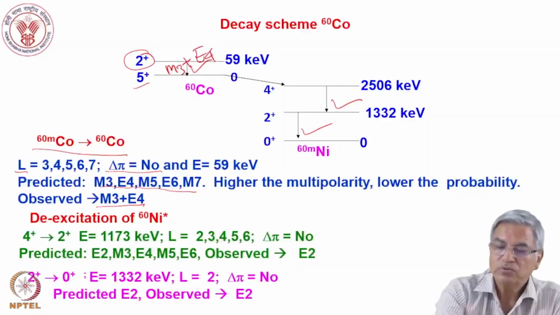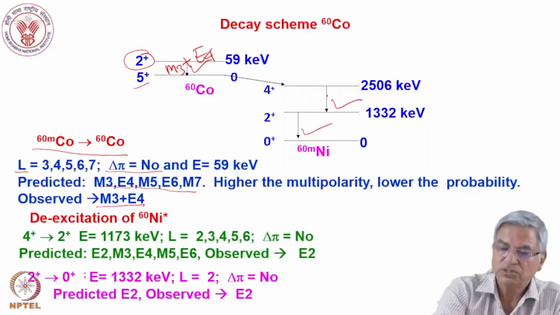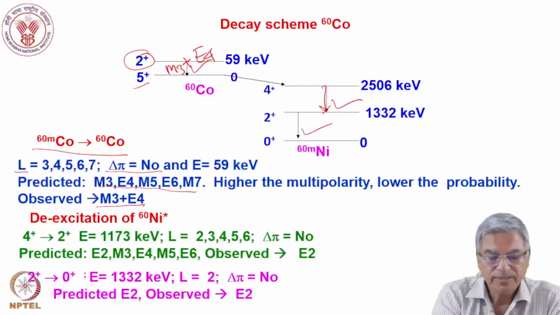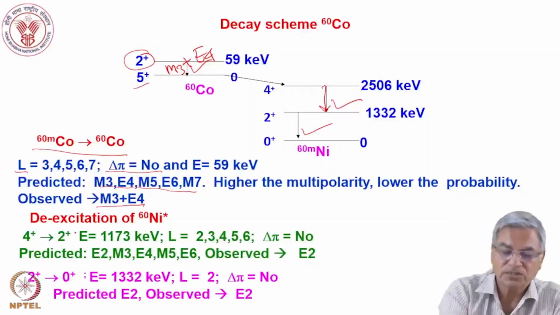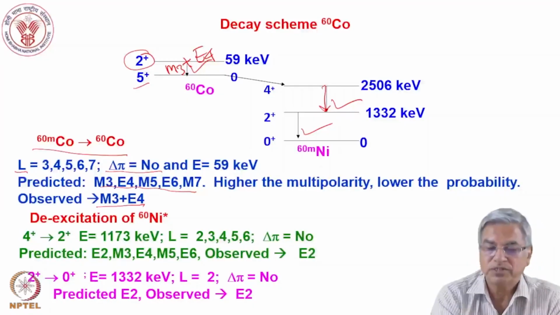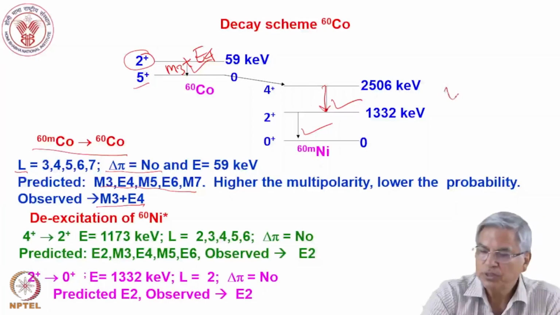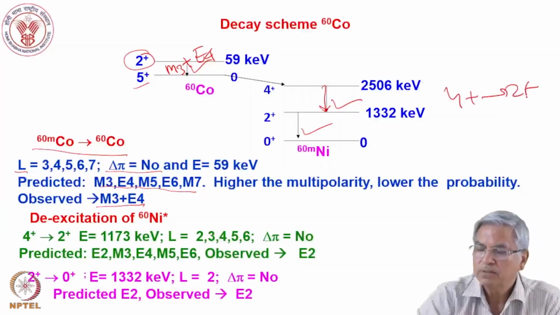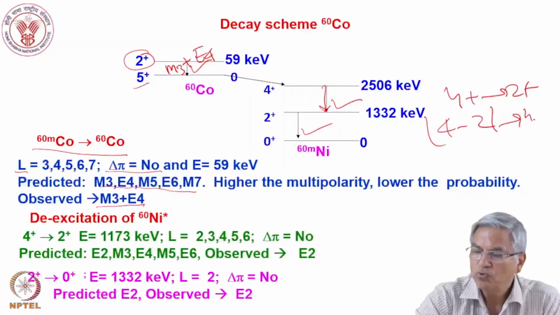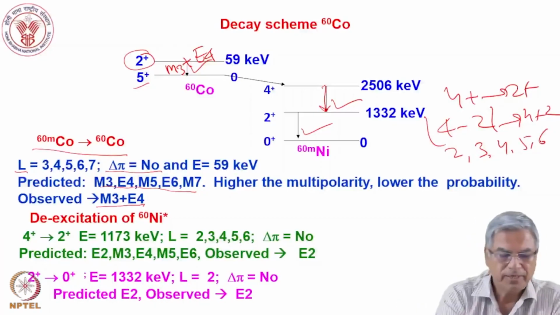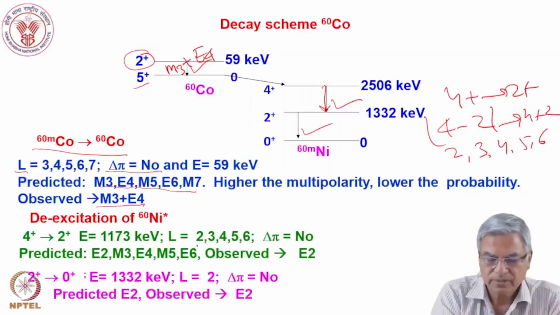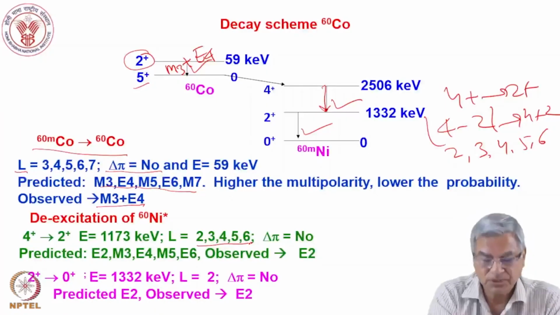Now let us come to the 1172 keV transition. That is the de-excitation of the excited states of nickel 60, the 4 plus state. So we have now 4 plus to 2 plus. The gamma ray can take place from 4 minus 2 to 4 plus 2, that means 2, 3, 4, 5, 6. So for the 4 plus to 2 plus transition, the L value can take 2, 3, 4, 5, 6.